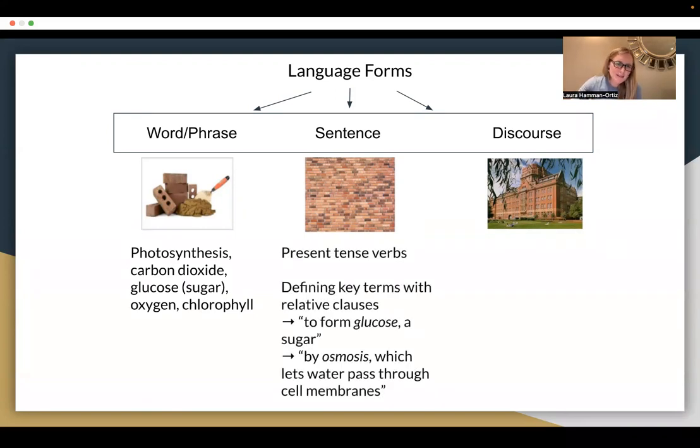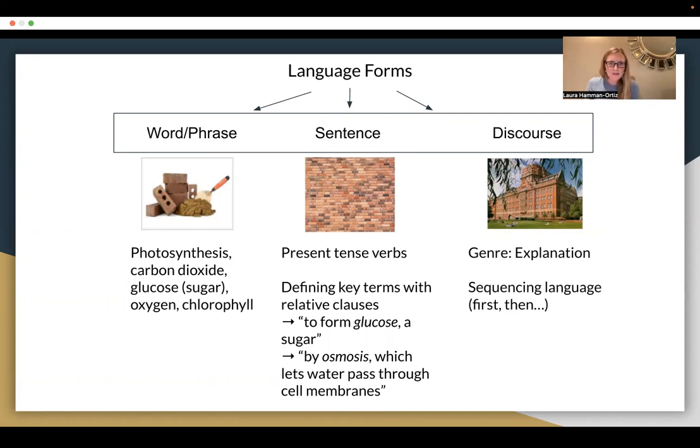In terms of sentence level, to write an explanation of how photosynthesis happens, they'll probably use present tense verbs. They might be defining some key terms with relative clauses, like in that example, it said by osmosis, which lets water pass through the membranes. So definitions are kind of following after the words. They're writing an explanation. So that's the genre.